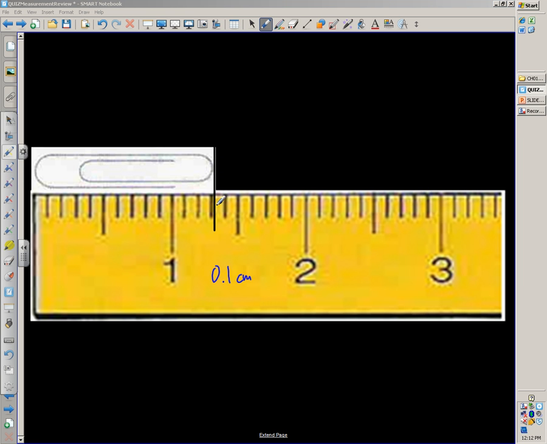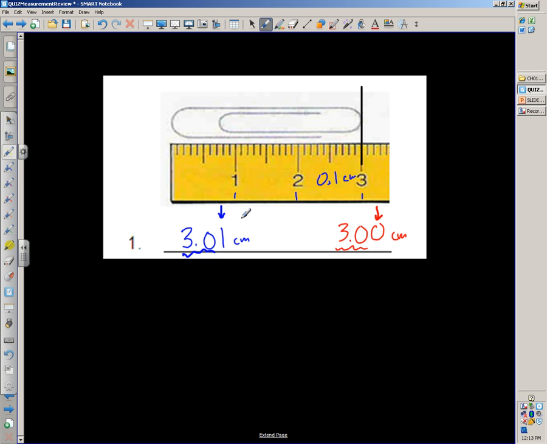I see that it's past the 1.3 line, but not to the 1.4 line. So I have 1.3 as my certain digits. Then my estimation for how far it is, I don't know, 1.31 centimeters. But the point being, if I look at this measurement, 2 certain digits, 1 uncertain digit. Exactly the same as these measurements taken with the same ruler.